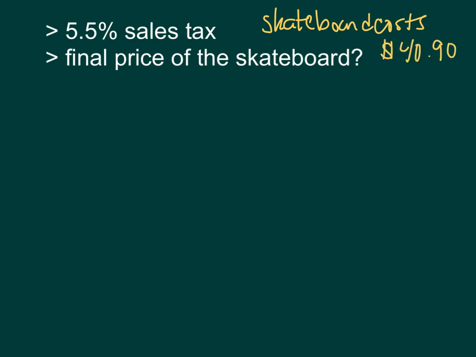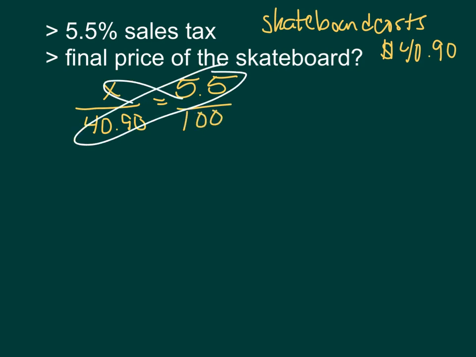And we know that there's a 5.5% sales tax. So again, we're finding what is 5.5% of 40.90. So we know that, again, the 40.90 goes on the bottom, because we're finding the part of that, which is our 5.5% out of 100. I know I need to cross multiply, so I'm going to have 100 times x equals 40.90 times 5.5.